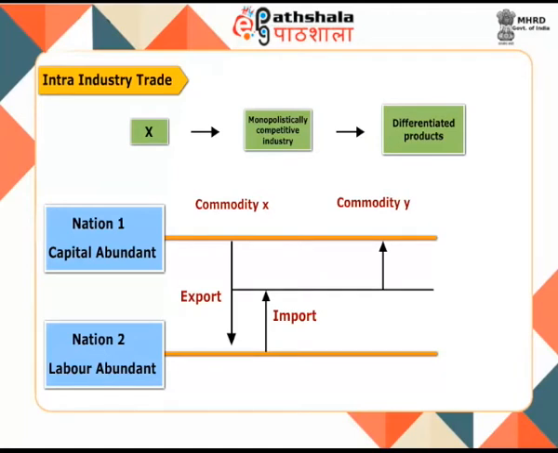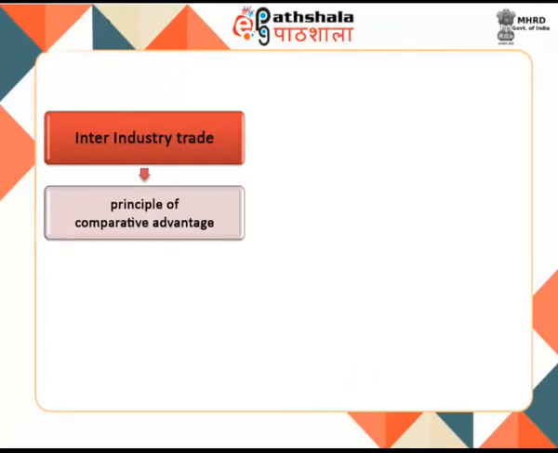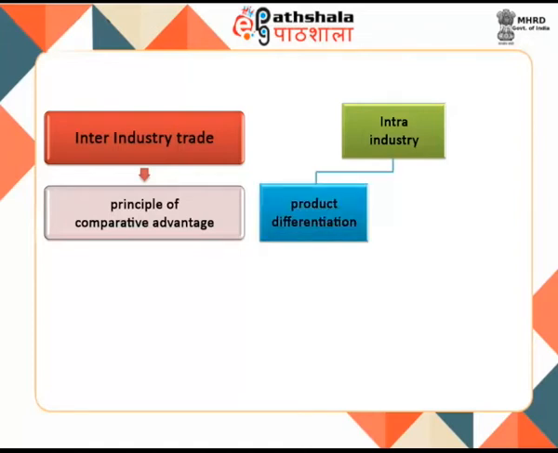So the world trade in a monopolistic competition model consists of two parts. There will be two-way trade within commodity X. The inter-industry trade is explained by the principle of comparative advantage, whereas intra-industry trade is explained by product differentiation and economies of scale.